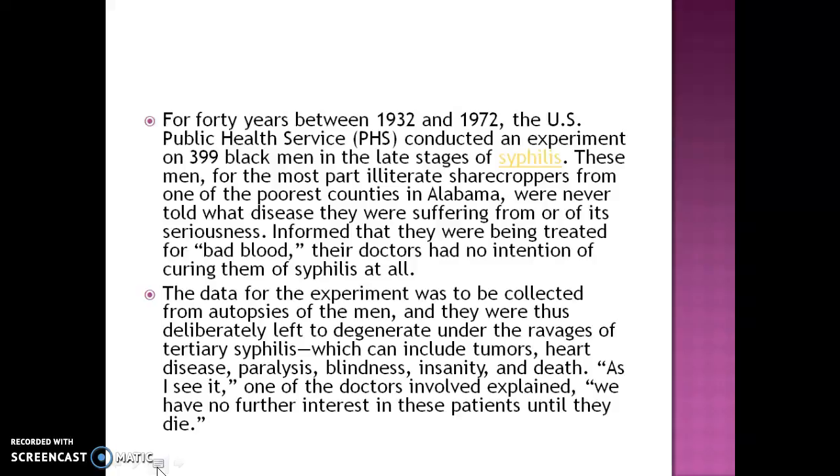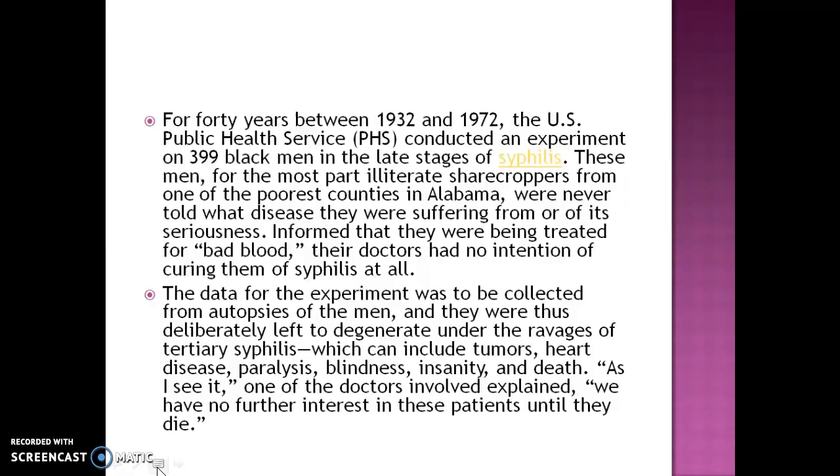They were never told what disease they were suffering from. They were never told how serious it was. They were told only that they were being treated for bad blood, but their doctors really had no intention of curing them of this syphilis at all. The data for the experiment was to be collected after they died.